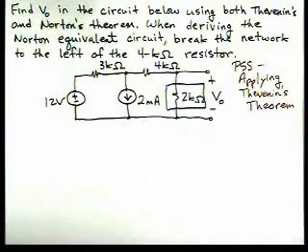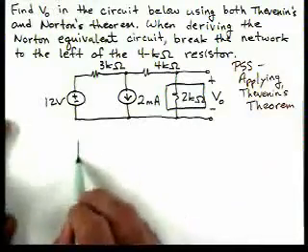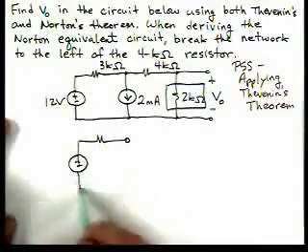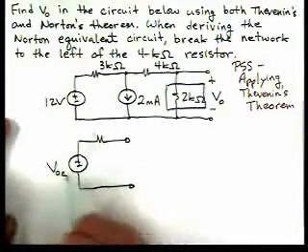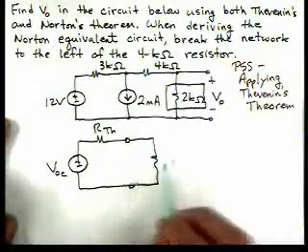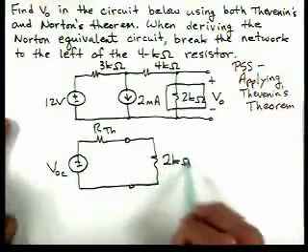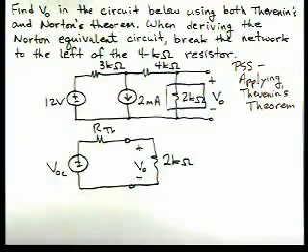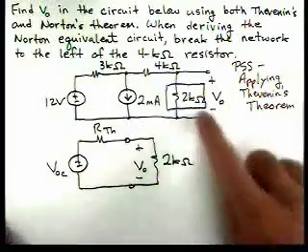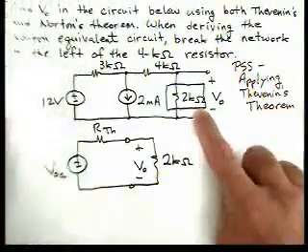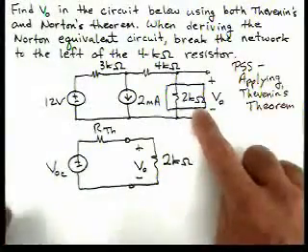We're going to calculate the Thevenin equivalent. Remember, our Thevenin equivalent is an open circuit voltage in series with a Thevenin resistance. Then we'll hook up our 2 kilo ohm resistor to the Thevenin equivalent and find V0. So let's now remove the 2 kilo ohm resistor from the circuit and find the open circuit voltage.